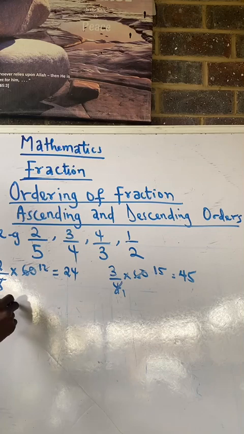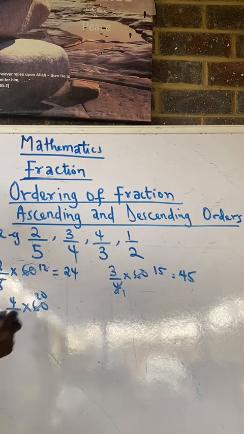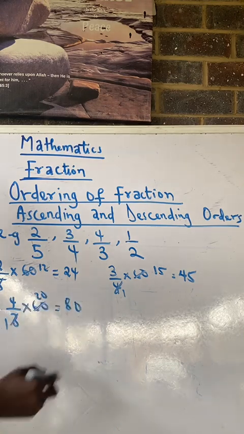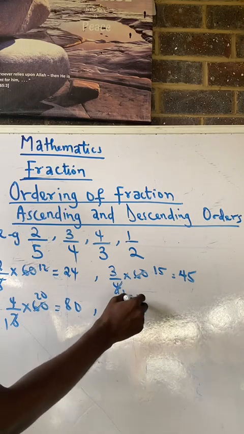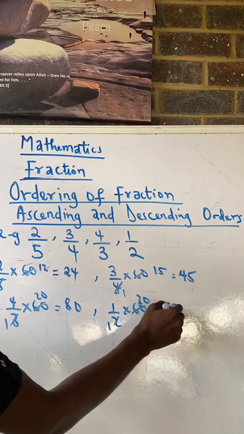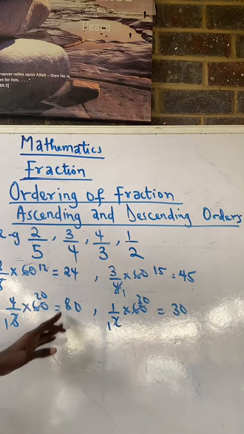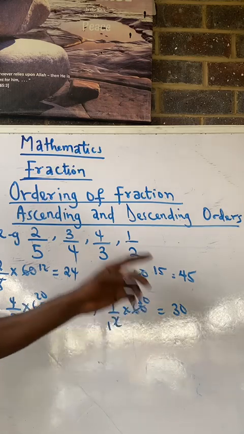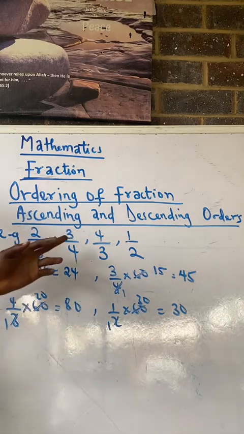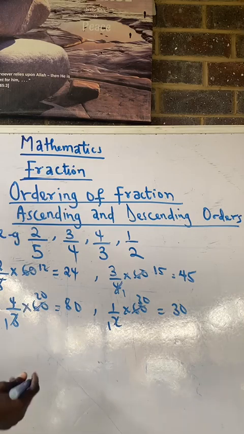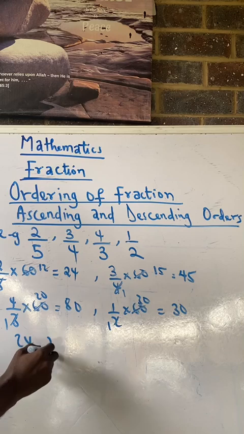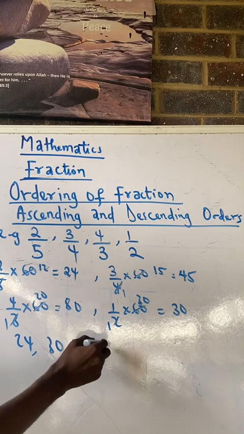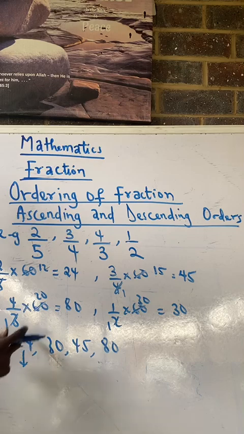So we go for the third one, 4 over 3 times 60. 3 in 60, 20. 4 times 20, that's 80. So we go for the last one, 1 over 2 times 60. 2 in 60, 30. 1 times 30, that's 30. So out of all these whole numbers, if we are arranging in ascending order, 24 is the smallest, followed by 30, followed by 45, and followed by 80.